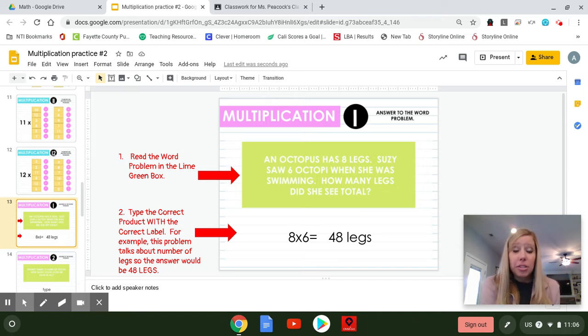If you really want to, you could also go up here and click insert, and you could take a picture of your work and stick it on your slide for your teacher to see as well. But you don't have to do that if you don't want to.